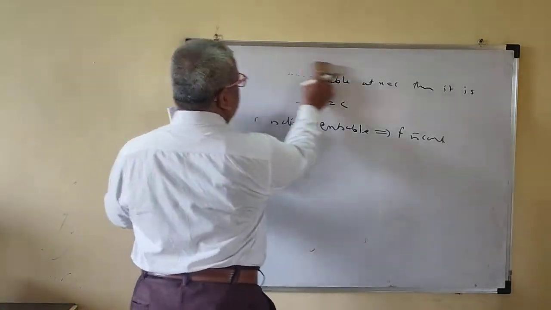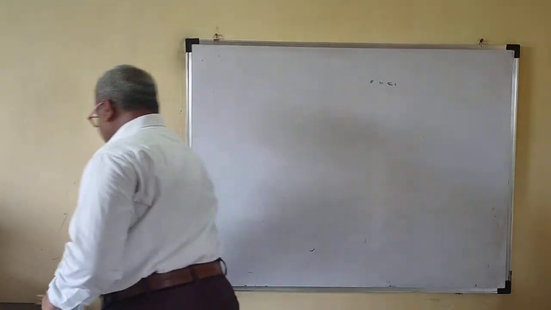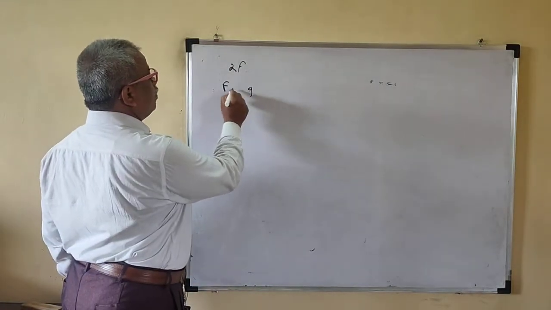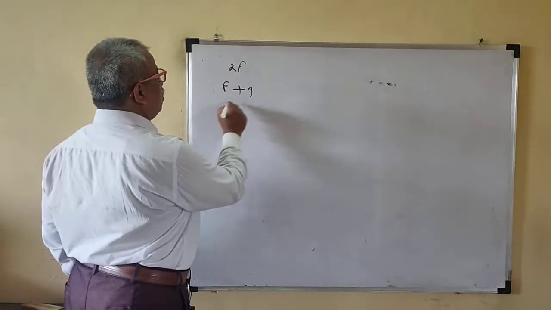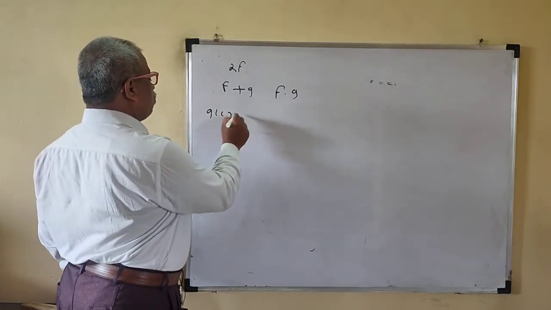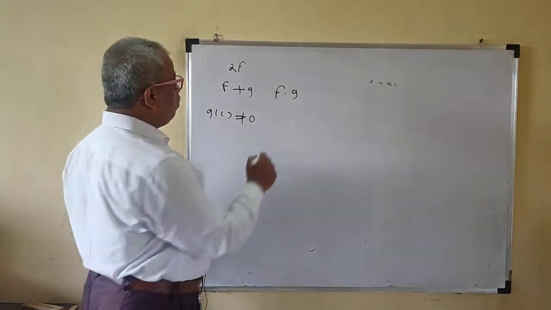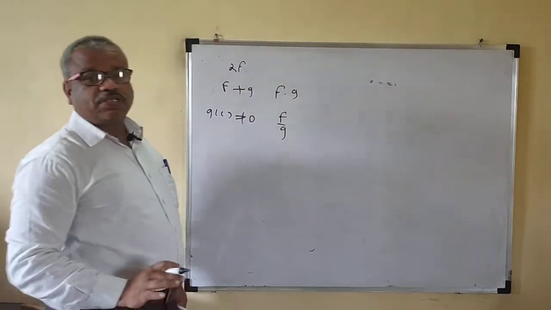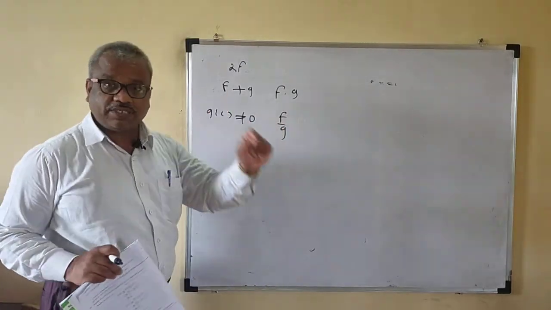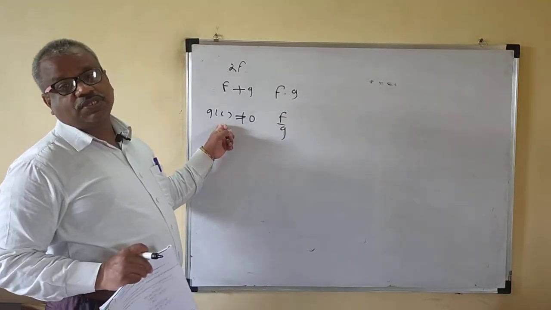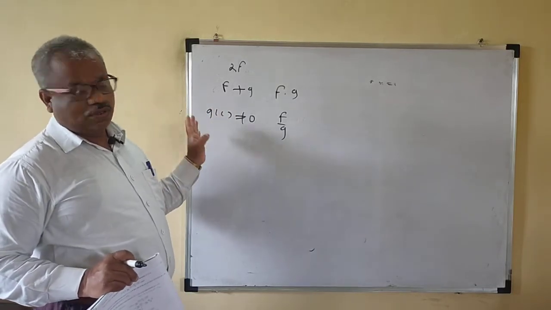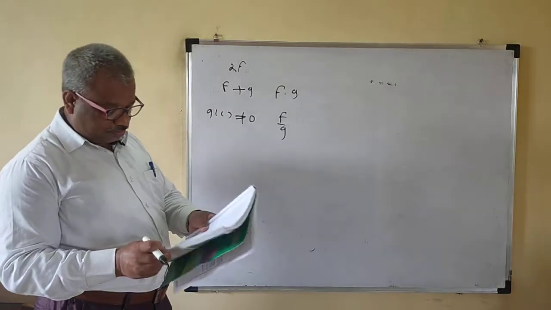Now, if f is a differentiable function, then alpha f is a differentiable function. If f and g are differentiable functions, then f plus g is a differentiable function. Product is also a differentiable function. If f and g are differentiable at x is equal to c, then f upon g is differentiable at x is equal to c, if g of c is not equal to 0. If g of c is equal to 0, then f upon g is not differentiable at x is equal to c. So note this.